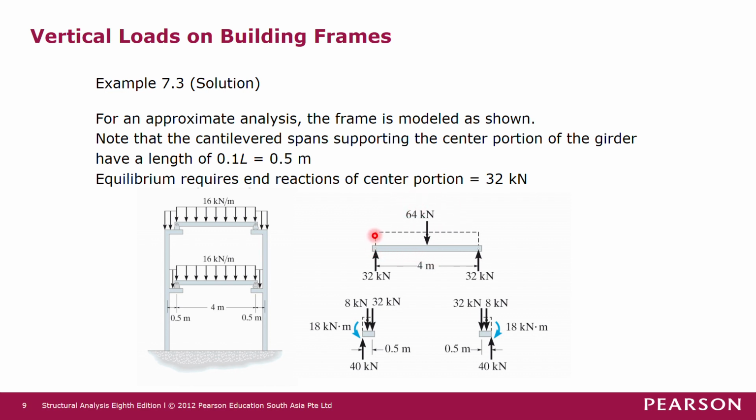So since this beam has symmetrical loading and symmetrical support conditions, then we know that the reactions must be symmetrical as well. Meaning that this support will take half of the total load and this support will take the other half of the total load, giving us 32 kilonewton reactions at both ends. Then they are outward for equilibrium for total downward force.